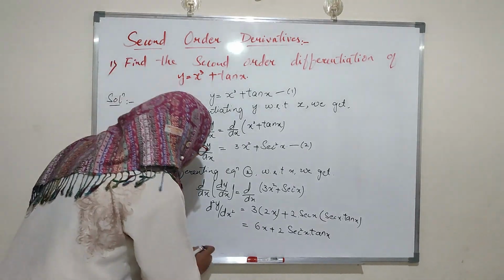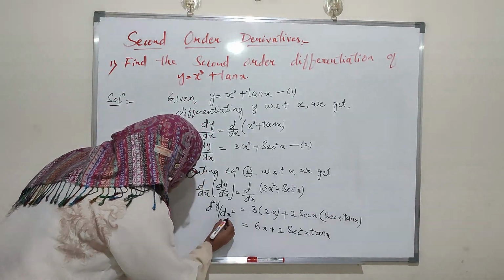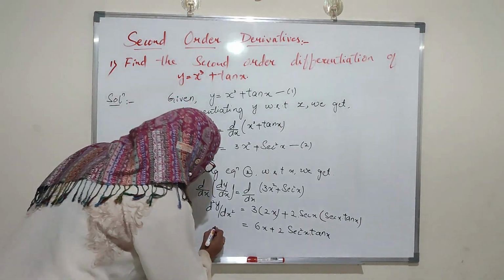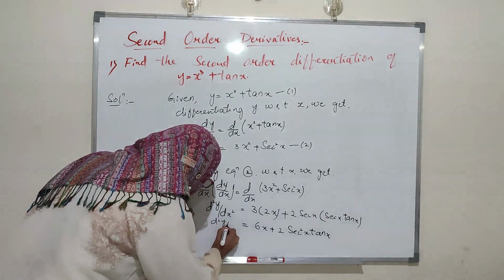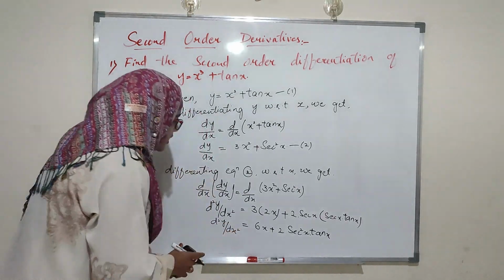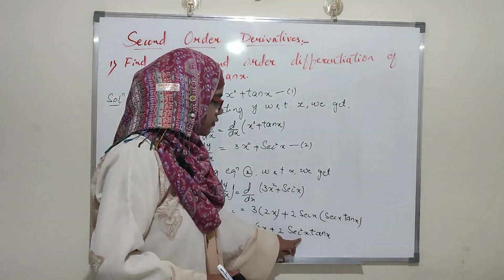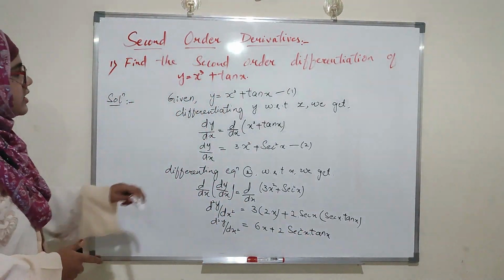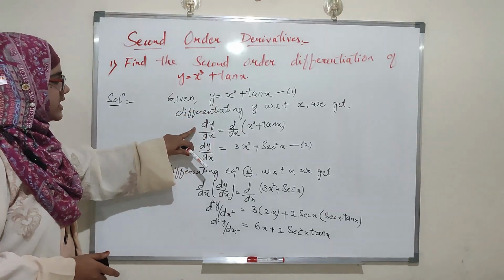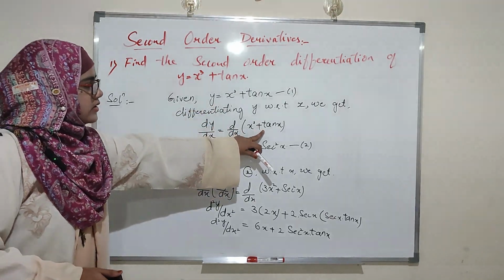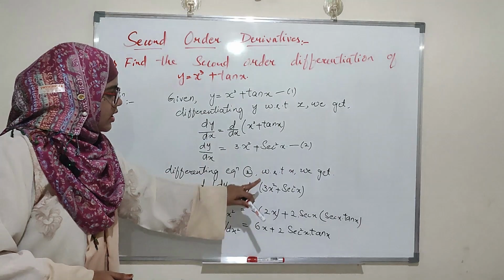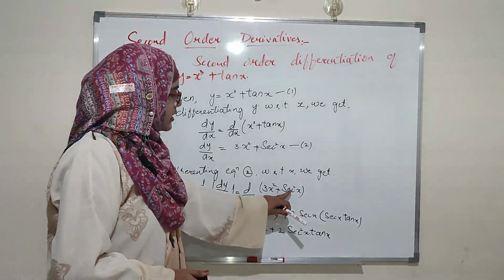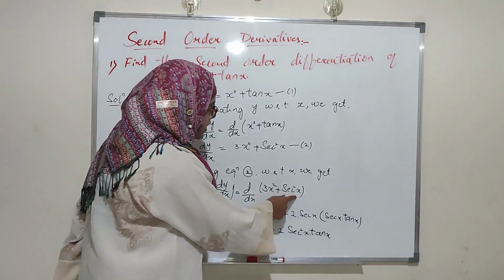So finally we will get d2y by dx square is 6x plus 2 sec square of x into tan of x. We are differentiating y with respect to x. Tan x differentiation is sec square of x. So 3 into x square is 3 into 2x. Sec x differentiation, don't get confused here.